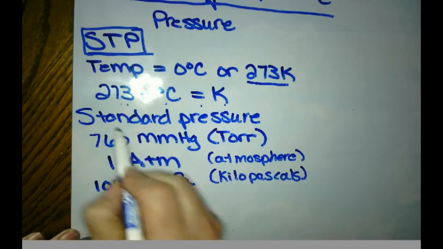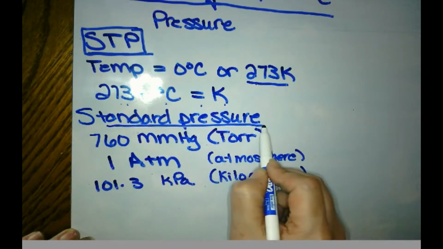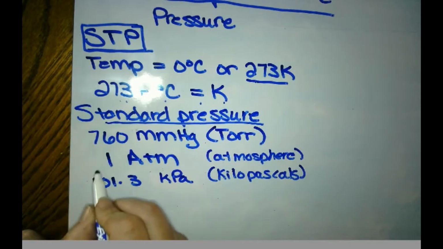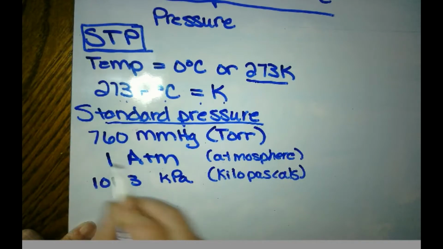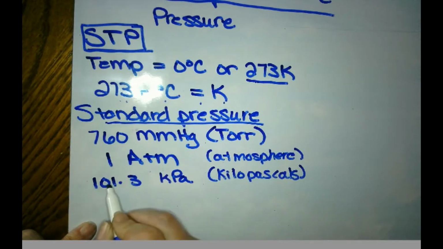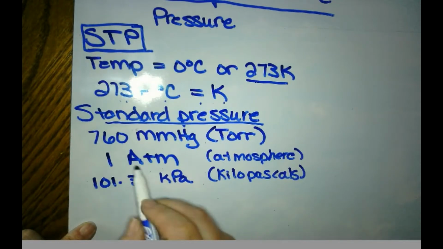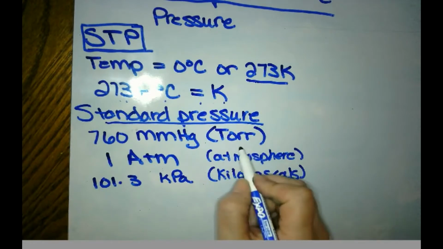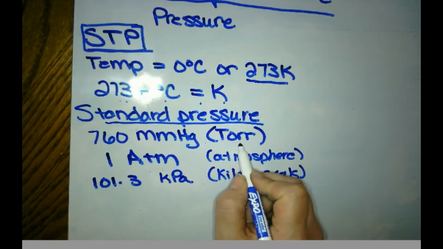Now our pressure is written in multiple different ways. In America, we use PSI, pounds per square inch. If you go and fill up your tire, it will say PSI on there. But we're the only ones not on the metric system. So for the metric system, they use atmospheres, 1 atm, kilopascals, which is 101.3 kilopascals, or 760 millimeters of mercury. The guy who invented that was Torricelli, so it's also called torr.